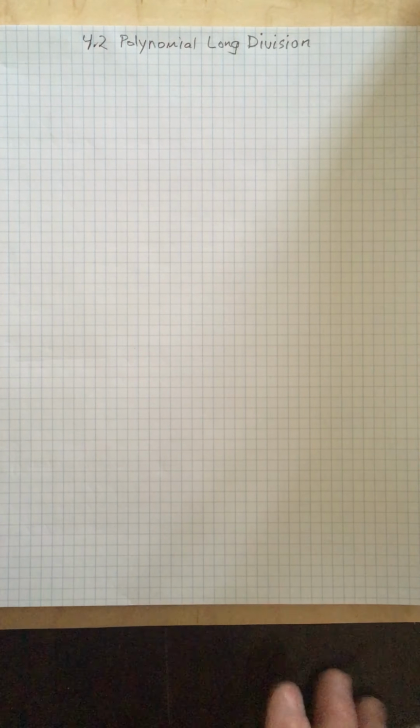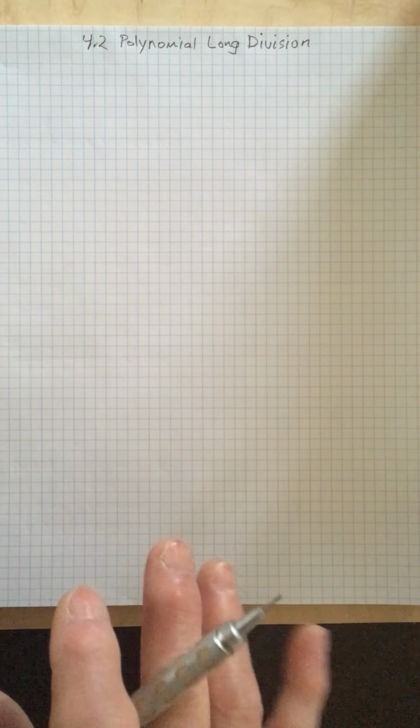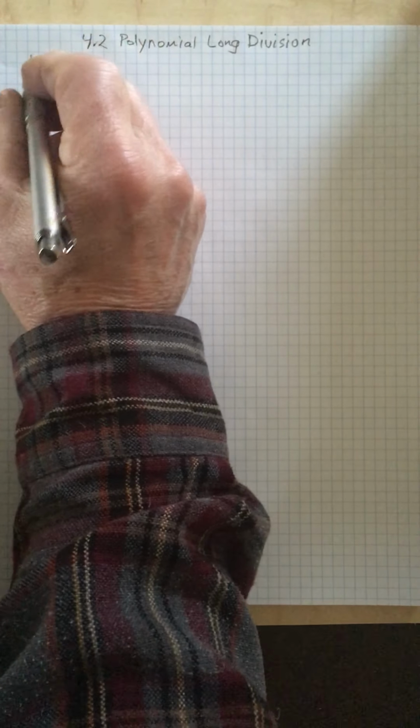Okay, section 4.2 begins with polynomial long division. And before we get into that, let's go back and review the terms really quick. They might come in handy. Plus, I'll do an example of long division with just numbers, just to show the similarities between it and polynomial long division. So let's start with some terms.